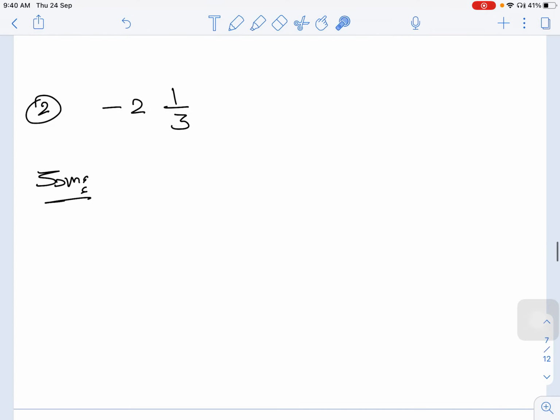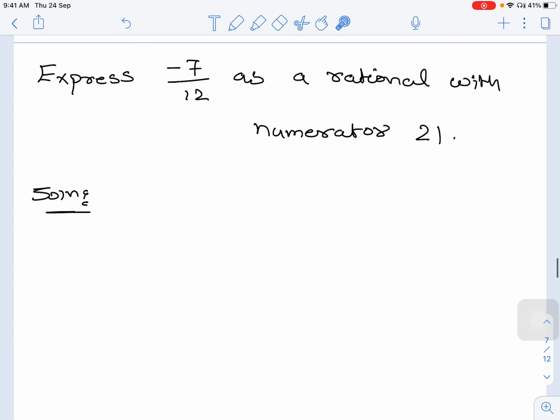Let us see another example. Now here we have minus 2 1 upon 3. It can be written as, now what we have to do, we can multiply this 3 with this minus 2. So 3 2s are 6, 6 plus 1 is 7. So what will be our answer? Minus 7 upon 3. Now this cannot be reduced further to lowest form, so this is our final answer. So what we have done, we have represented this number in P upon Q form. Now let us look at the next example.